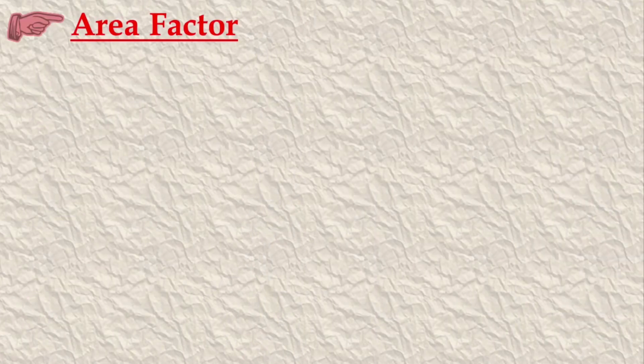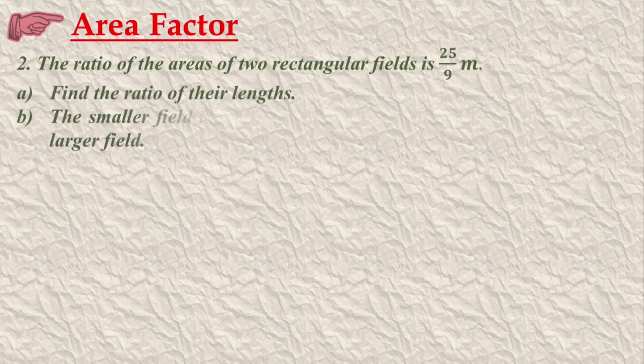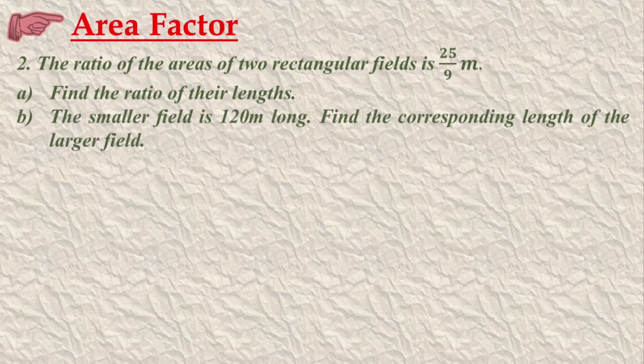Here is another example. The ratio of the areas of two rectangular fields is 25 over 9 meters squared. A. Find the ratio of their lengths, and B. The smaller field is 120 meters long. Find the corresponding length of the larger field.